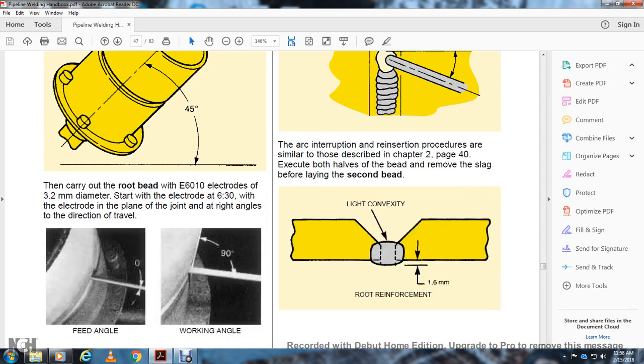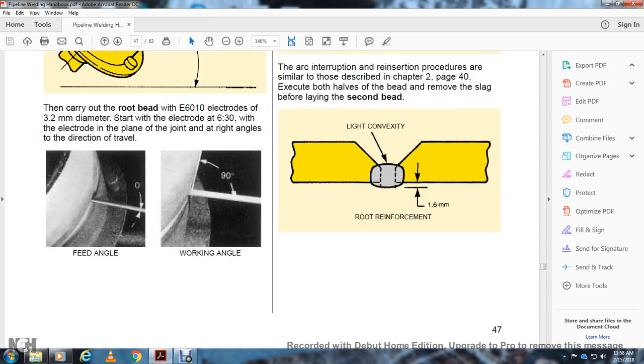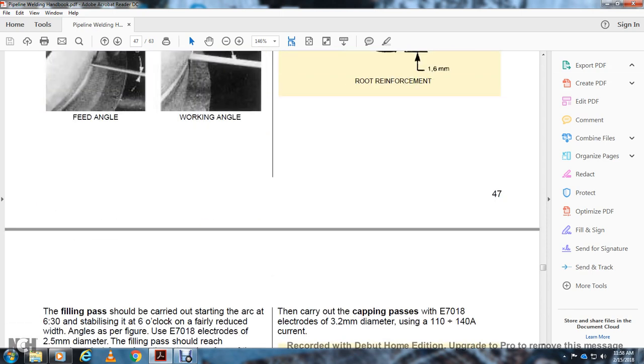The root bead should have light convexity with a root reinforcement of 1.16 millimeters. The filling pass should be carried out starting with the arc at 6:30.